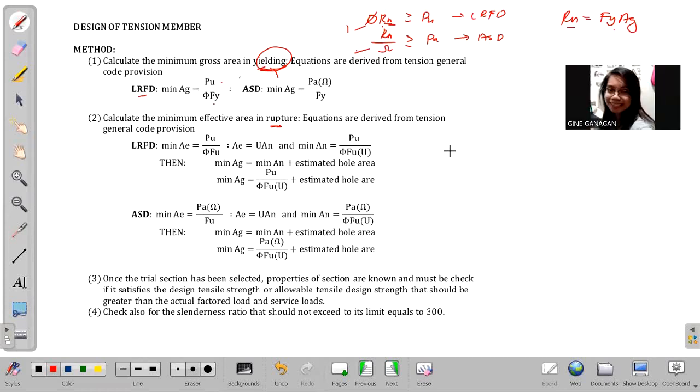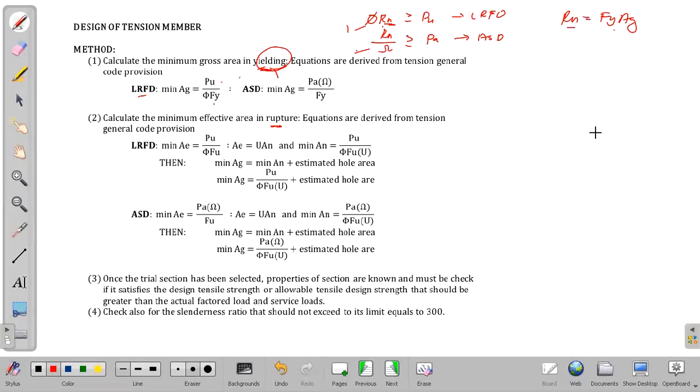So from the general code provision, the same, our design tensile strength should be greater or equal to Pu, and our allowable tensile strength should be greater or equal to our service load, Pa. However, our Rn now, our nominal strength, if we are considering rupture, Rn is equal to Fu Ae, right? Fu is given, that is the ultimate strength, and Ae is given by the capital U times An, the shear lag factor times An.